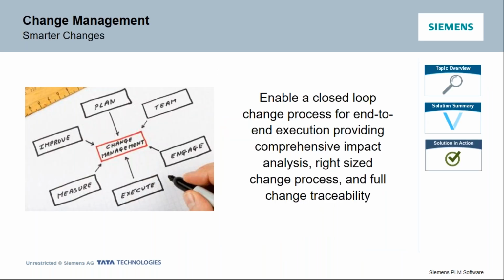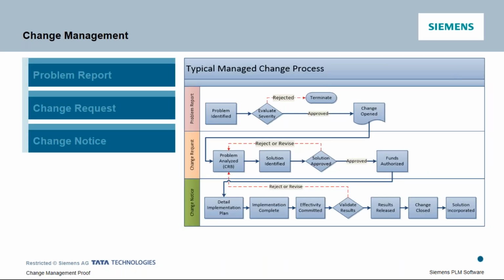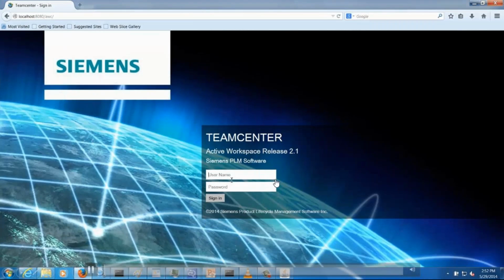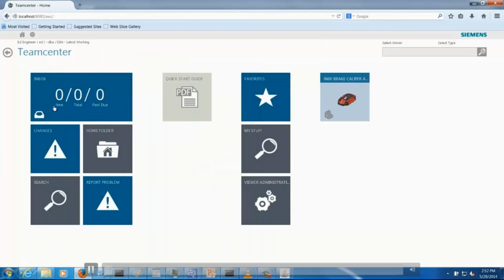Okay, now let's go ahead and see the solution in action. Let's start with creating a problem report. This time we will do it from an Active Workspace user interface. By the way, change objects are completely supported in Active Workspace. Active Workspace is the way you want to take PLM to the masses, right?